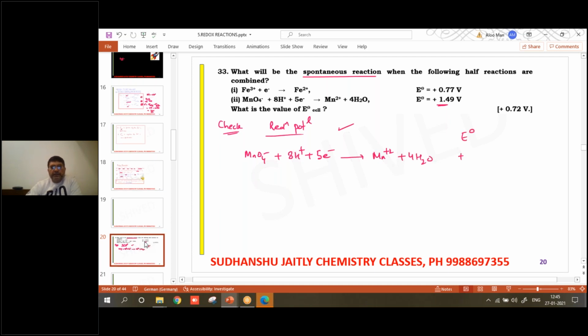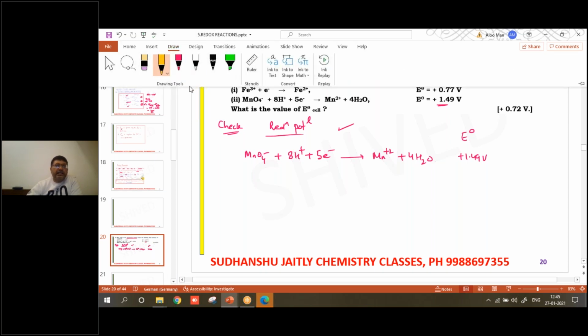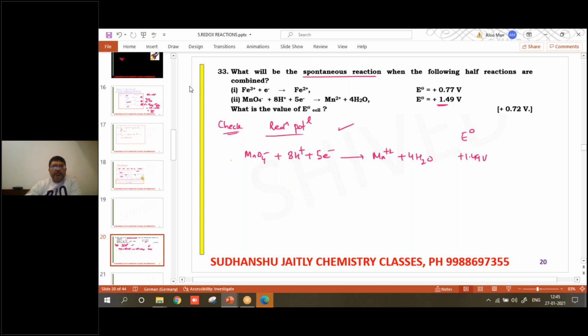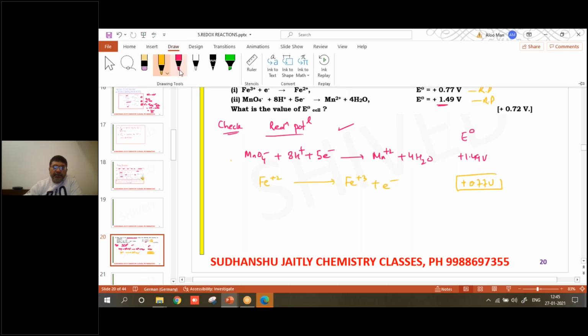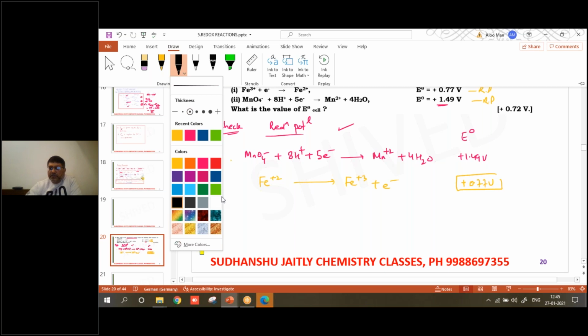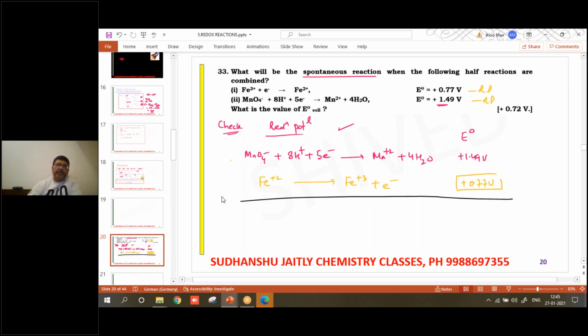E naught is 1.49 volt. Now children, what was the meaning of that thing, that you don't have to change? The first equation will be oxidized. That is, you have to change, invert the equation. But notice, don't change this, because this was Rp, this was Rp. Even though something is getting oxidized, we should not take the oxidation potential for it, reduction potential has to be taken.